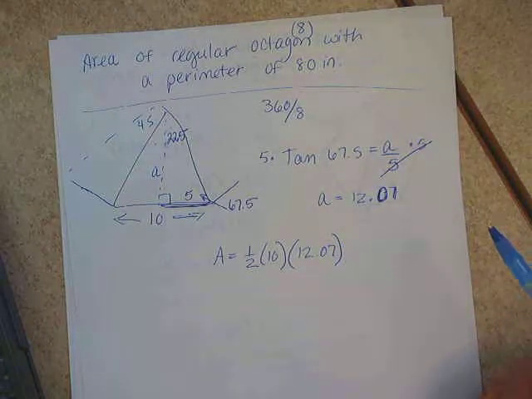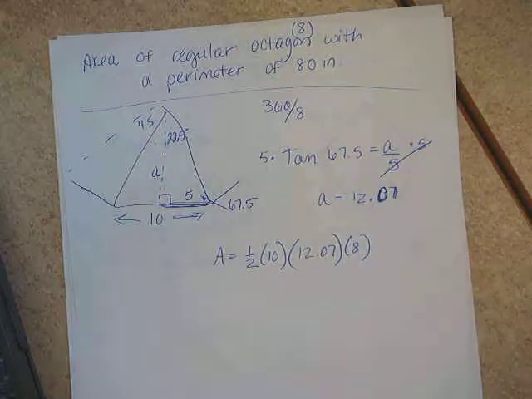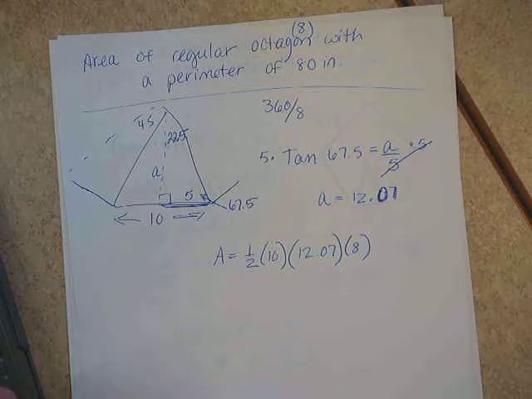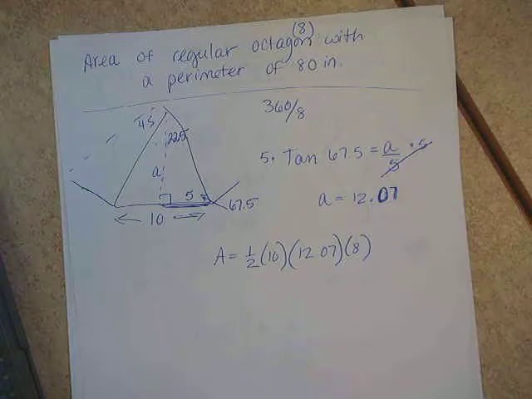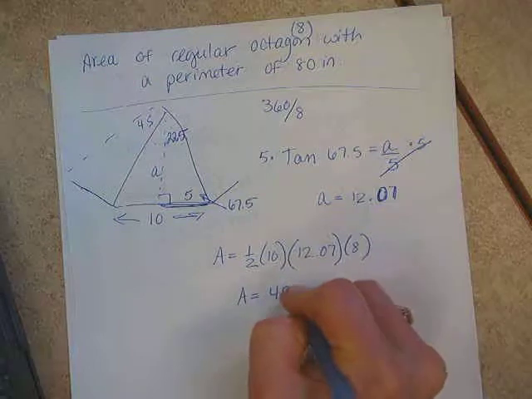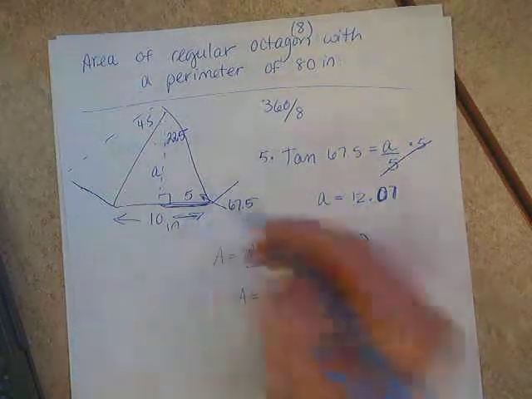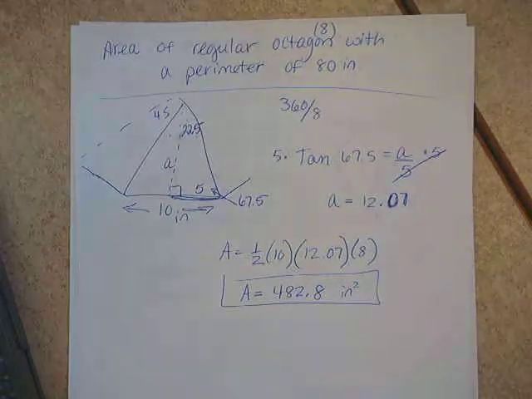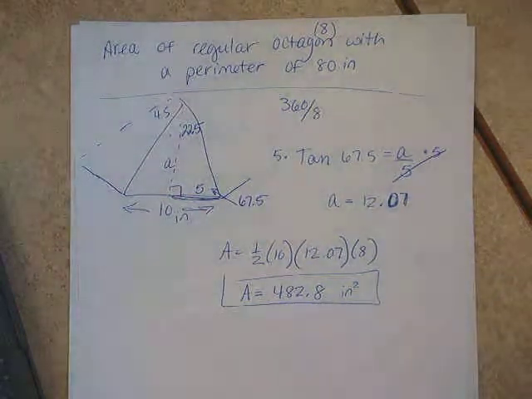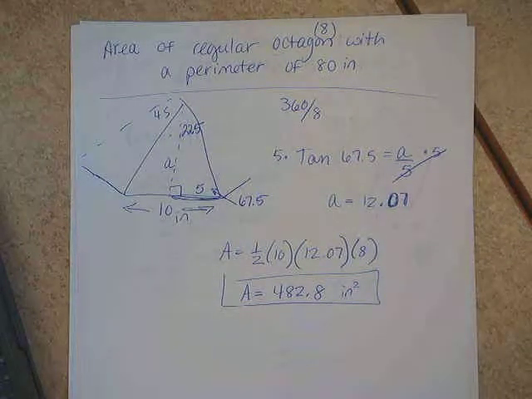And then the rest is like what you've been doing. Area is 1/2 times the base of the triangle times the apothem, or height of the triangle. And how many triangles are there in an octagon? 8. So it'd be 0.5 times 10 times 12.07 times 8. So the area would be 482.8, and we'll say this is inches, so that would be square inches.